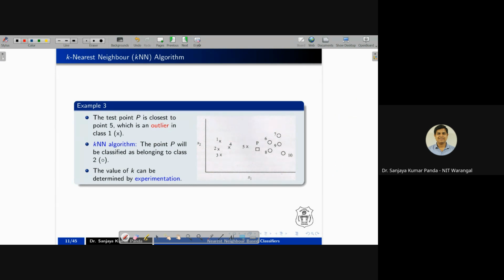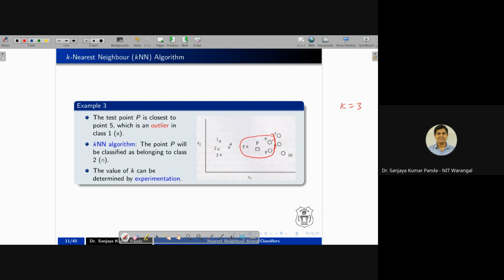For example, if I take K value equal to 3, and I take these 3 values, 6 and 8 belong to class 2, and 5 belongs to class 1. So we can say that P will belong to class 2 because the majority class is class 2. So in that case, KNN is an advantage over the NN algorithm. But determining the K value is experimental, or it is challenging, or it is crucial also, you can say.